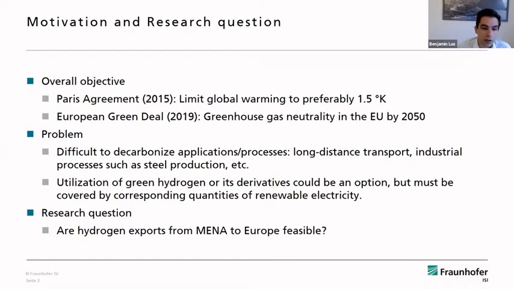One possibility is the use of hydrogen, of green hydrogen. So this is hydrogen that is produced using renewable electricity, or its derivatives, so synthetic fuels such as synthetic methane or synthetic methanol. However, in order to produce these carbon neutral synthetic fuels, a lot of electricity is required, and the question is where this electricity should come from.